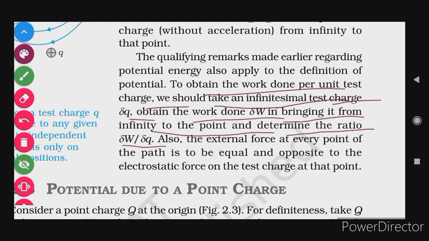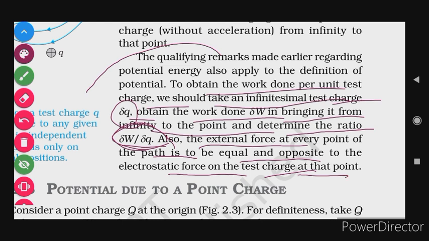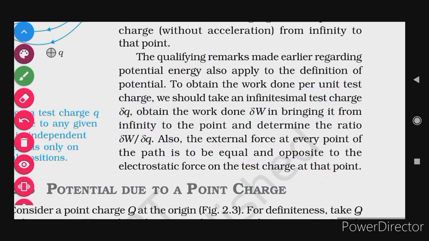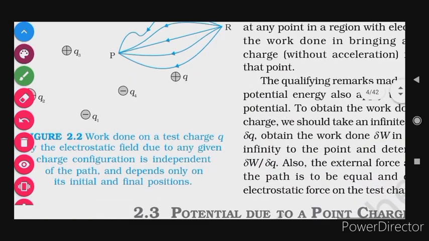So again we take a very small charge del q, and we determine the small work done from infinity to that point, and divide to get the ratio, and we get the potential of that point. Also, the external force at every point of the path is equal and opposite to the electrostatic force on the test charge at that point. This is already discussed: at every point, the external force we are applying should be equal to the force exerted by the electric field. I hope I am able to make this paragraph clear.